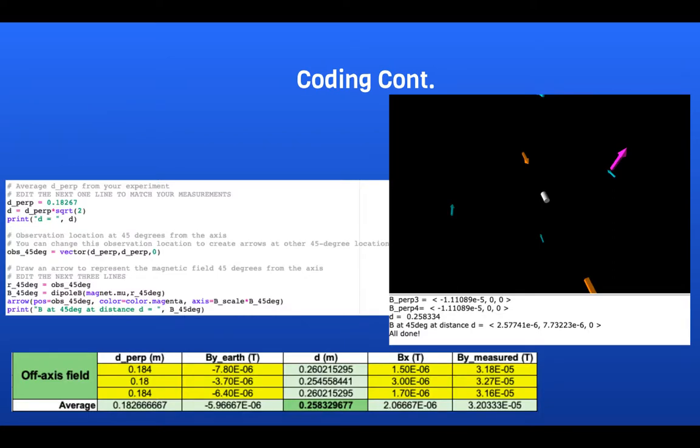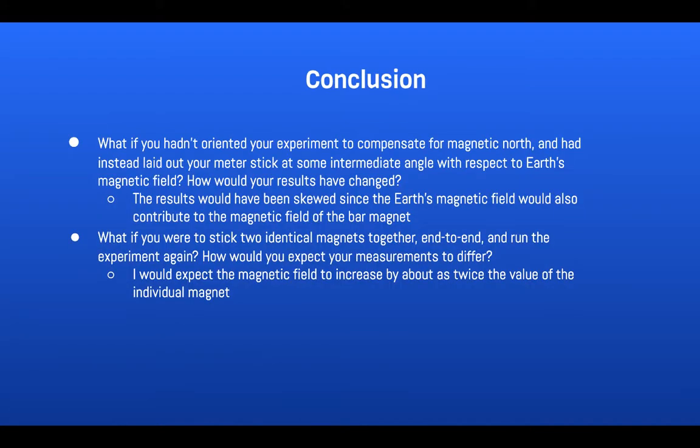When compared to my data, the d's were relatively close, but the magnetic field components were slightly off. I'll conclude with some final thoughts. If I didn't compensate for magnetic north, then the results would have been skewed, since the Earth's magnetic field would also contribute to the magnetic field of the bar magnet.